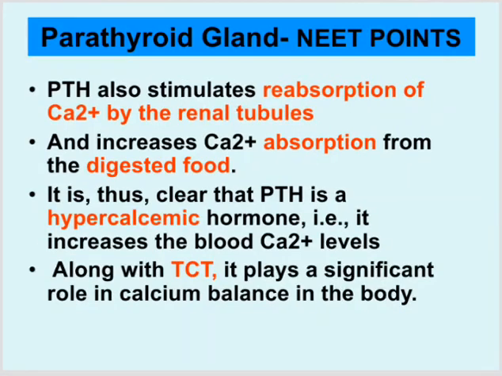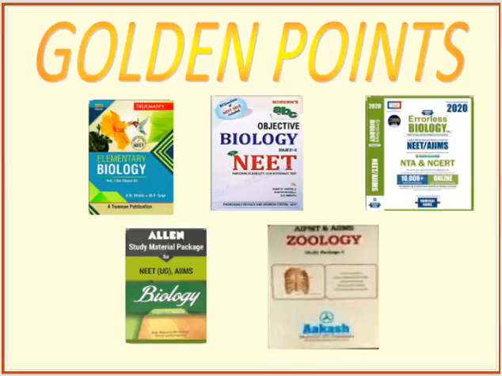Along with TCT, it plays a significant role in calcium balance in the body. That means TCT, thyrocalcitonin, otherwise called calcitonin hormone, is secreted by the parafollicular cells of the thyroid gland. The TCT reduces the calcium level in the blood. PTH increases the calcium level in the blood. So both hormones are responsible for regulation of calcium level in the blood.